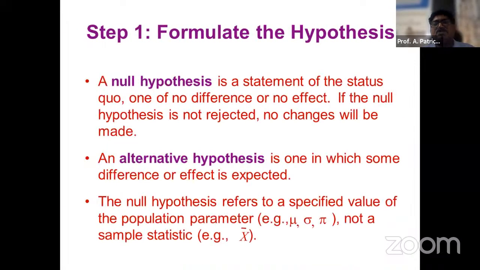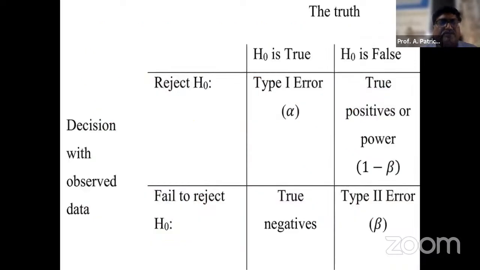Now we talk about the stage called formulation of hypothesis. I told you what the null hypothesis is. It is not to be rejected, and no changes will be made. It is where we say we accept the effect. Here is where I talk about what type 1 and type 2 errors are. This will be a revision for your MBA as well as for the project work.